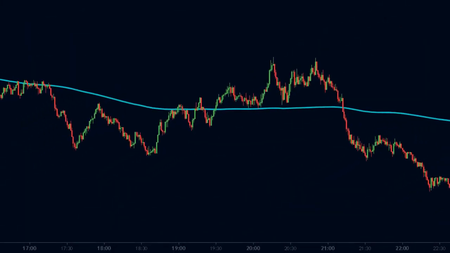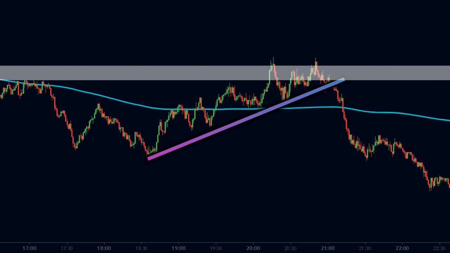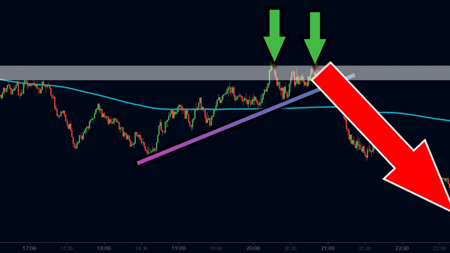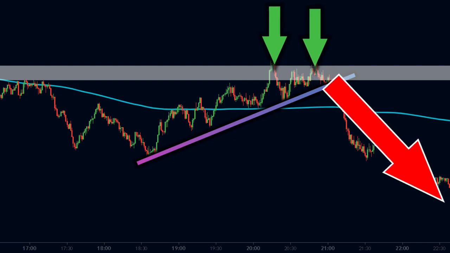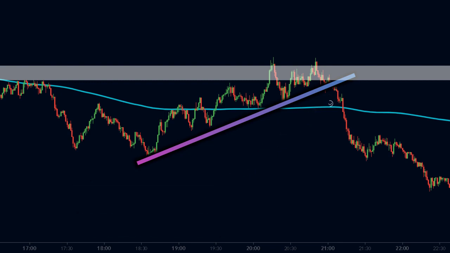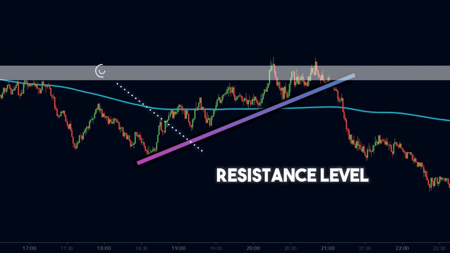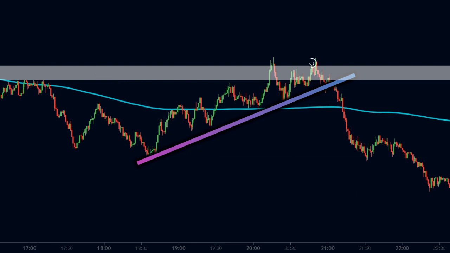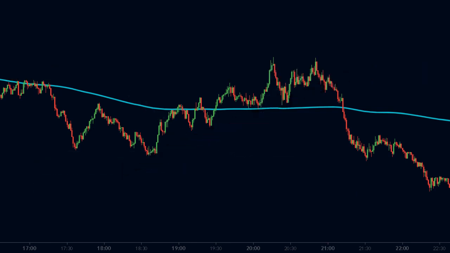Here we are on a 1-minute chart. Here is the same short-term trend line and here is the resistance. We have a double top chart pattern that develops here. This is also a sign of a downtrend. Hence we have a triple confluence. The 50-period moving average, the resistance level, and now the double top pattern is also indicating a downtrend bias.